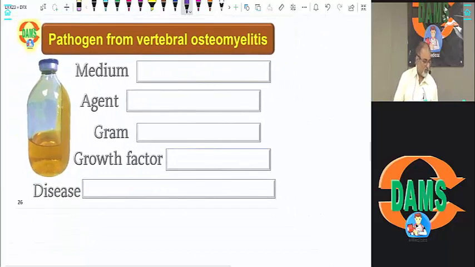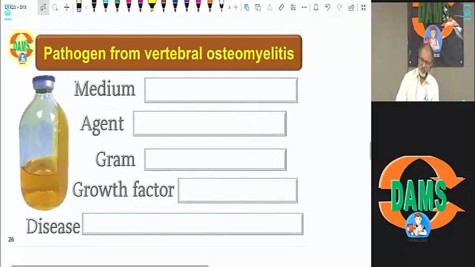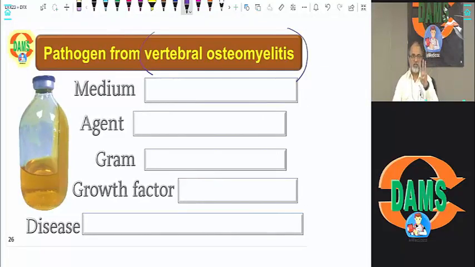Next is pathogen from vertebral osteomyelitis. See carefully here. Vertebral osteomyelitis, you need to know three organisms. Any osteomyelitis, Staph. Apart from that, Pott's spine is caused by Mycobacterium tuberculosis. Another important one is brucellosis, vertebral osteomyelitis.